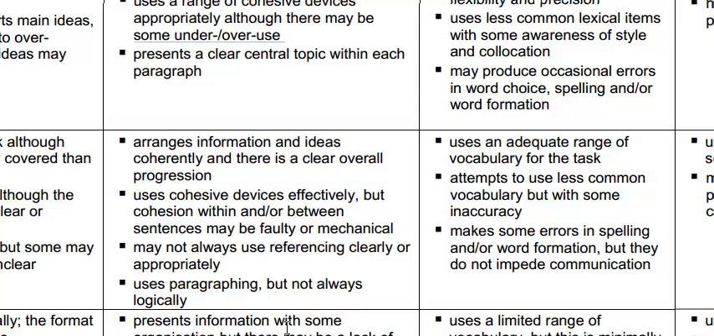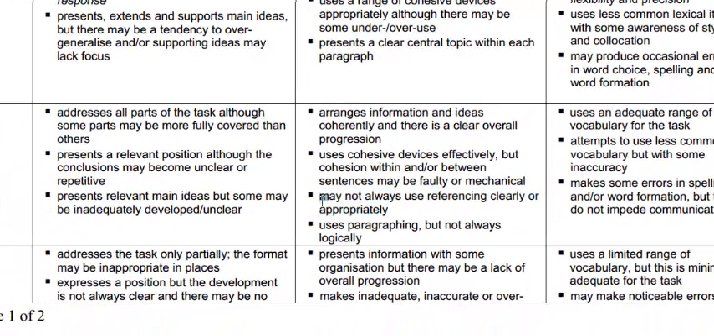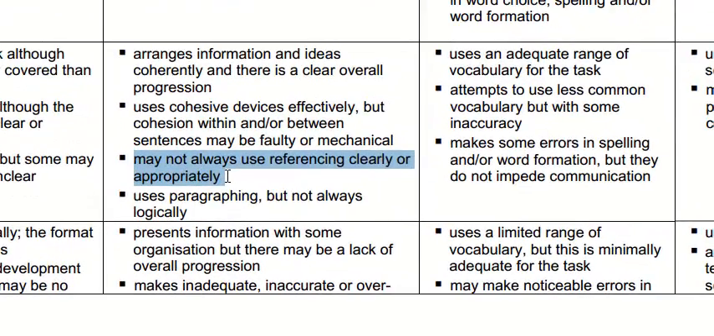Moving back to band score 6, we look again, this is also related to the cohesive devices. This criteria here may not always use referencing clearly or appropriately. So referencing here refers to pronouns. It can be words like it, or they, or this, or these, or which, or who. It can be also relative pronouns. And it might be, for example, that you are using a singular pronoun, but it's referring to a plural referent. Or it might be that you're using which in a relative clause when actually you're referring to a person.